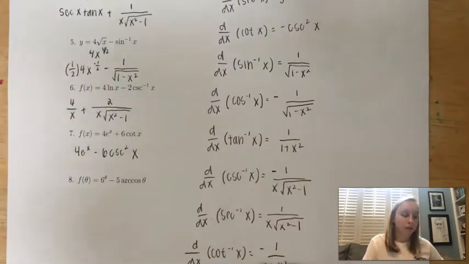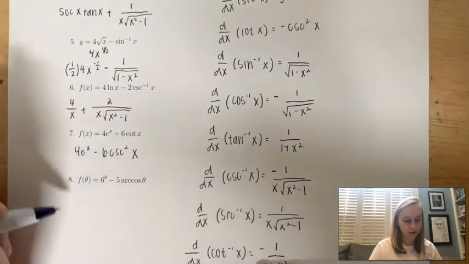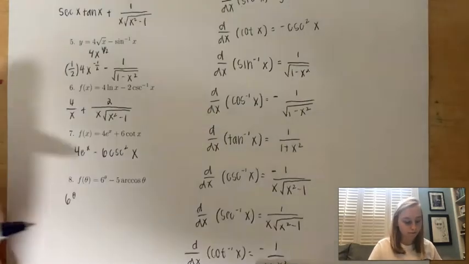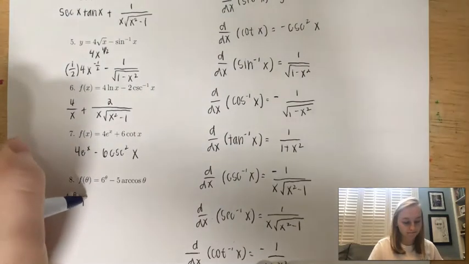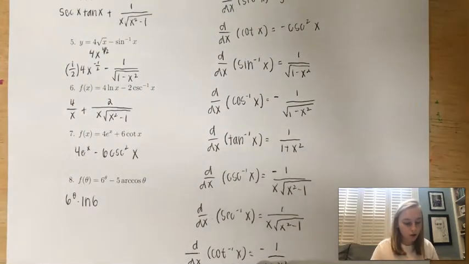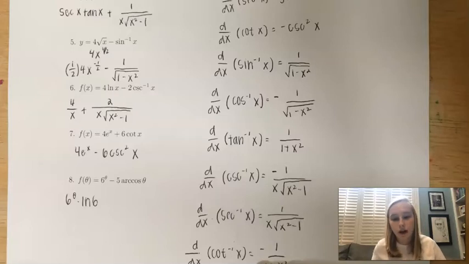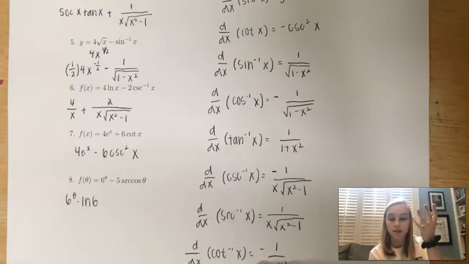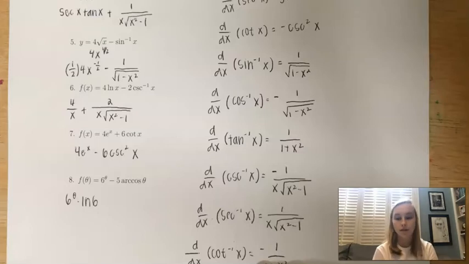Okay, number 8. Once again, don't be freaked out that it's a theta. Nothing really super scary about that. So this is just another derivative you have to memorize. So the derivative of 6 to the x, or 6 to the theta, or 6 to whatever variable you're using, would be the constant to the x, so 6 to the theta again, times ln of whatever the constant is. So in this case, it's 6 to the theta times ln, or natural log, of 6.